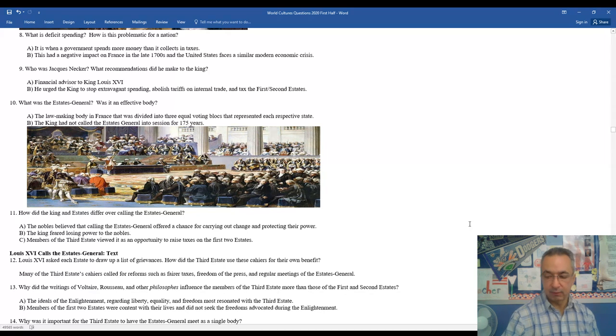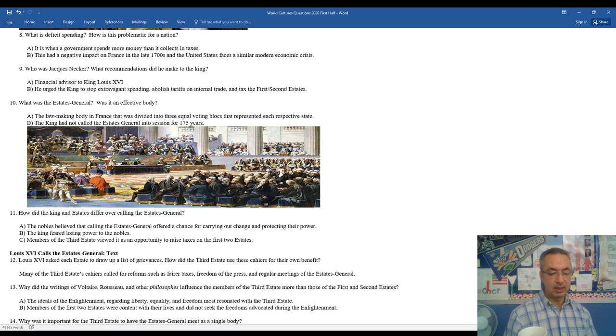Also, during this period of time, as we look at number 13, there were many writings. We had looked at the Enlightenment previously. We saw a lot of the great philosophers, including some of the core French philosophers like Voltaire, Rousseau, Montesquieu, and other French philosophers who had an impact on the Third Estate. The Third Estate were the ones really reading through the ideas of the Enlightenment regarding liberty, equality, and freedom.